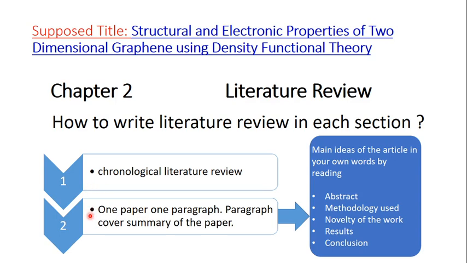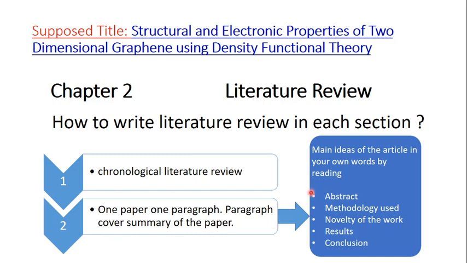So you should write one paragraph. You can adopt this approach. There are different approaches to write literature review, but one effective approach is the one paper, one paragraph approach. According to this approach, you must make a paragraph about one paper that will involve the summary of that paper.